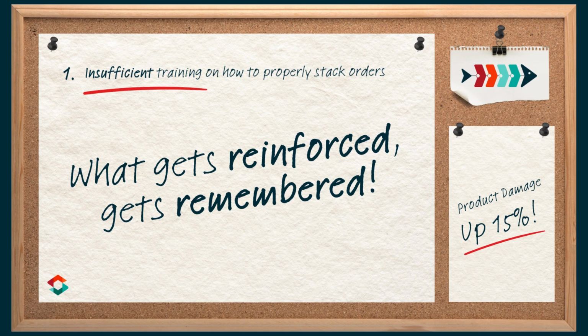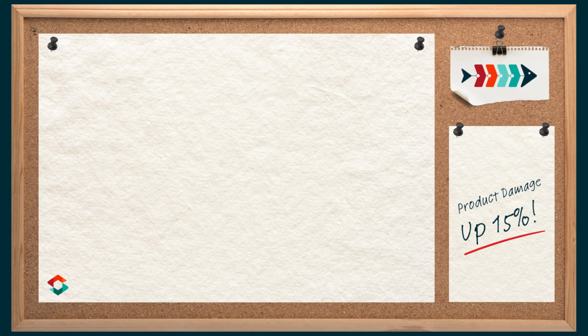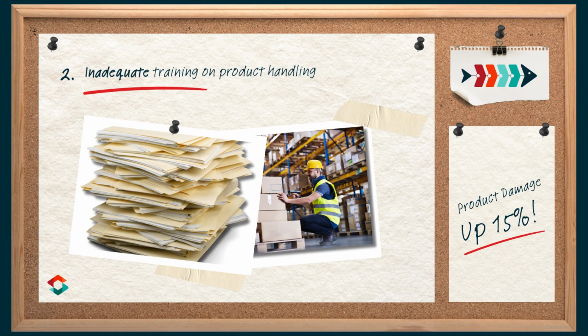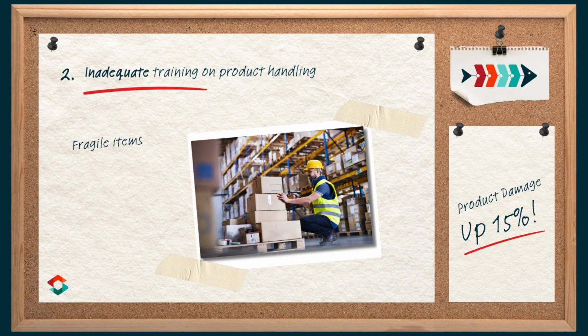Next up on our list of people-driven causes of product damage is inadequate training on product handling. Not stacking, handling. Because how you move product from point A to point B can be the difference between a satisfied customer and a shrink report you don't want to have to explain. Every warehouse handles a variety of SKUs, fragile items, liquids, odd shapes, top load only, or things that require special care. But unless your training is just as nuanced, you're setting your team up to fail.